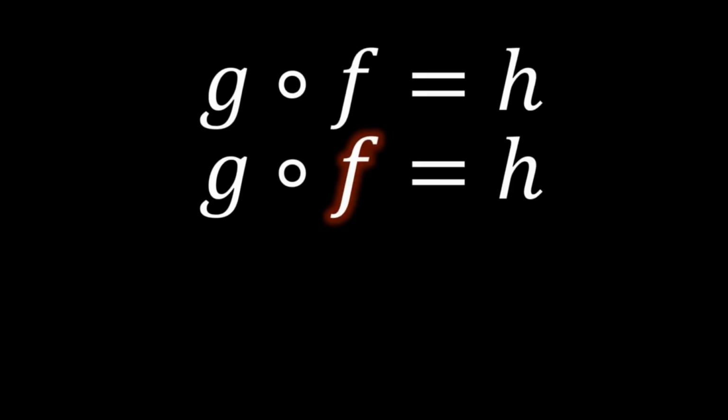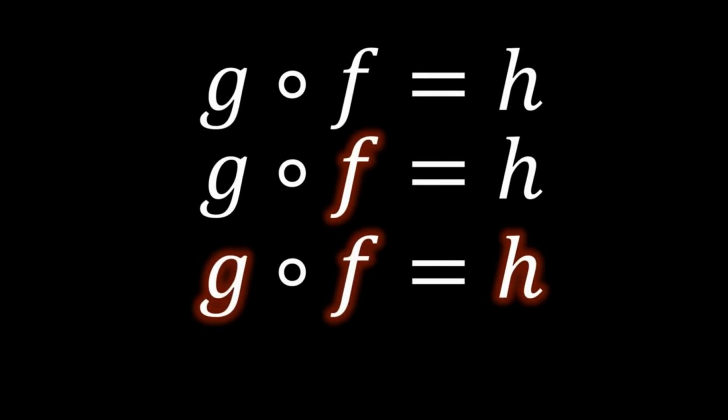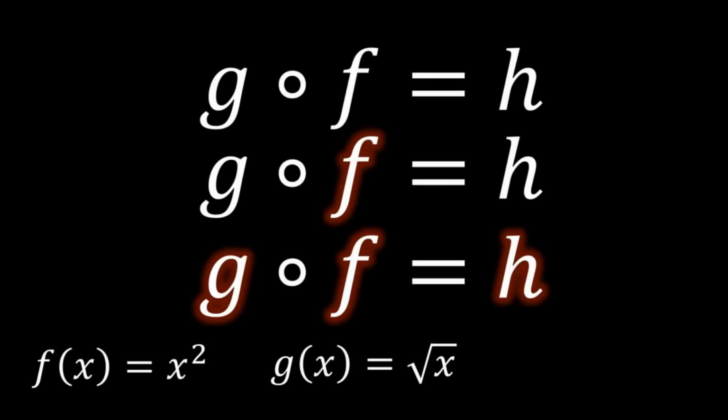See if you can construct the different interpretations for function composition on your own. What would be an object-object interpretation of g composed with f equals h? What would be an object-action interpretation? And what would be an action-action interpretation? If it helps, you can make the problem more concrete by defining f as the square function, g as the square root function, and h as the absolute value function.